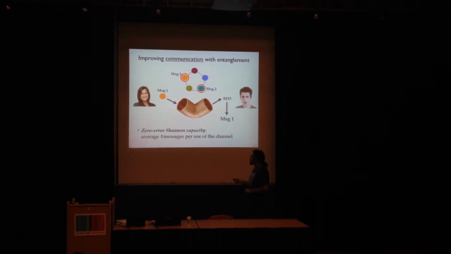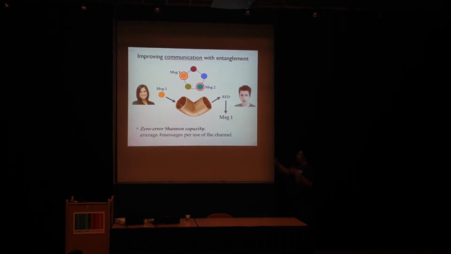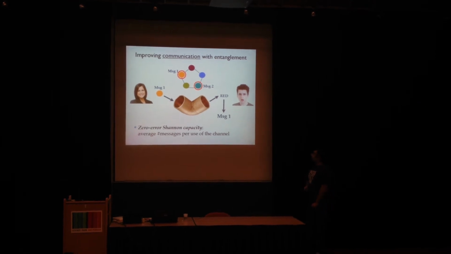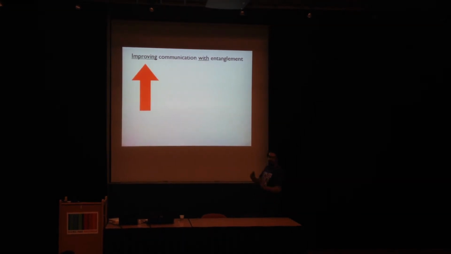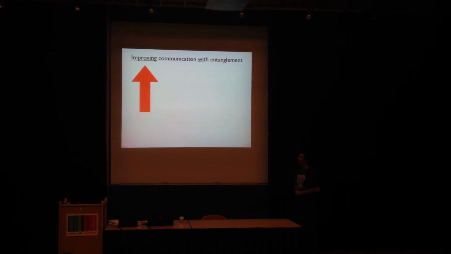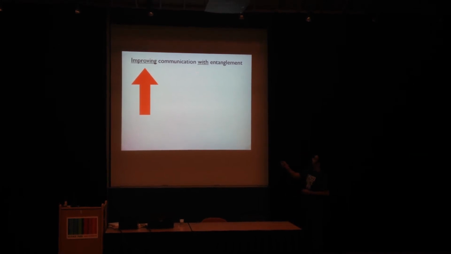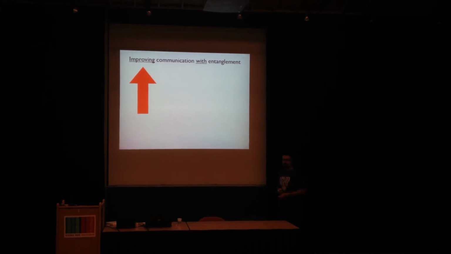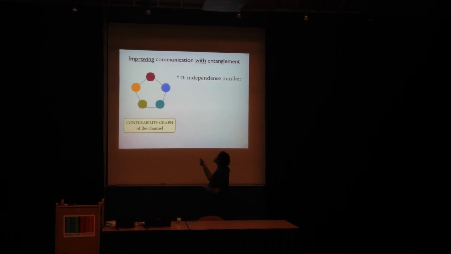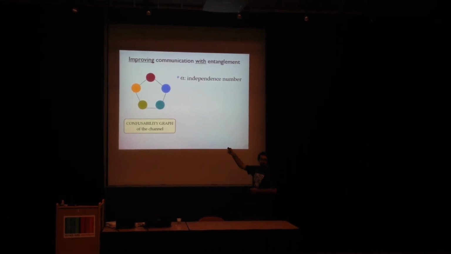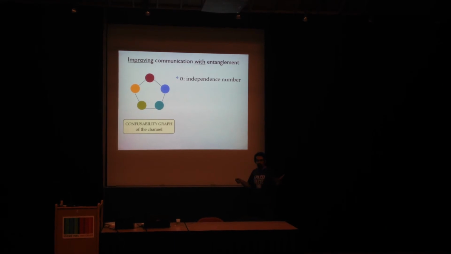Okay? And in general, for many uses of the channel, we count the average number of messages per use that can be sent by Alice without confusion, and this is called the zero-error channel capacity. Okay, so now let's get to the hit of the talk, and let's see how we can use entanglement or teleportation to improve the solution of this communication problem. So we have this confusability graph. We know that the independence number, alpha, is an important parameter for the classical solution.